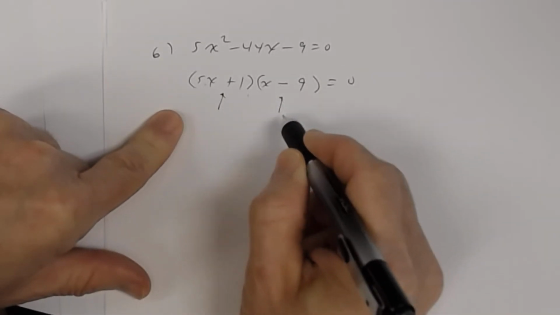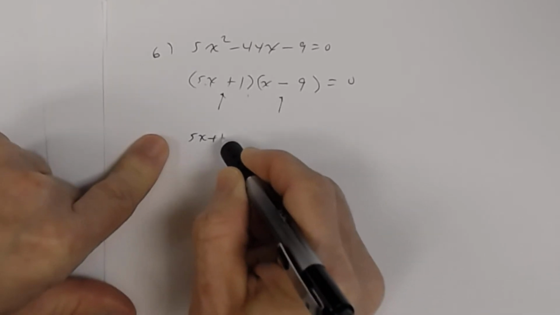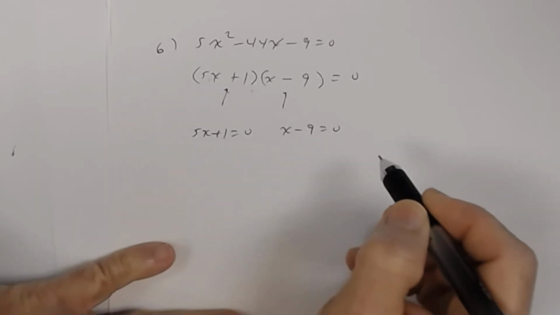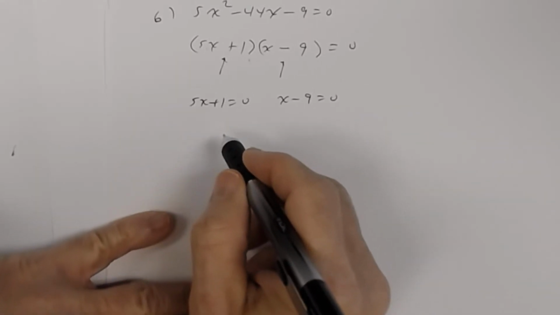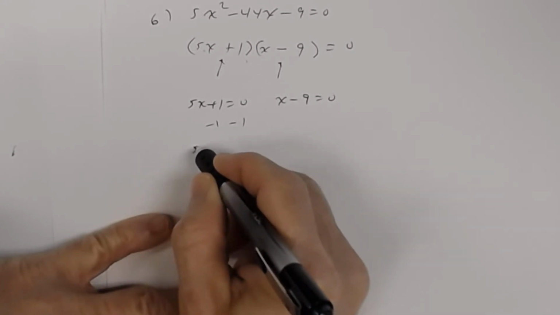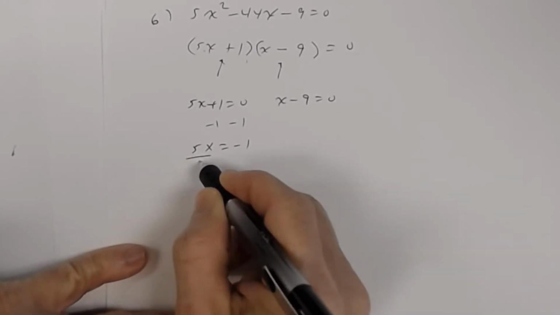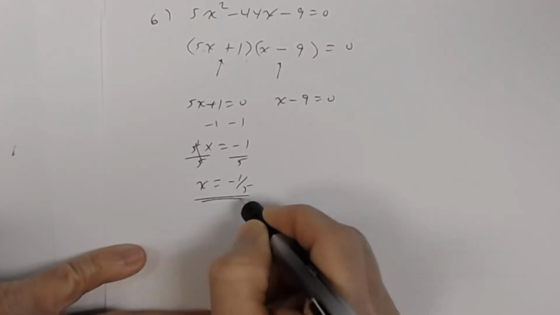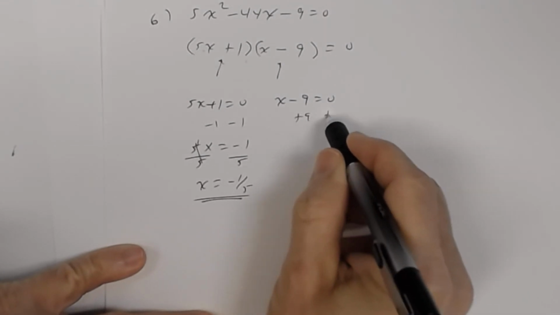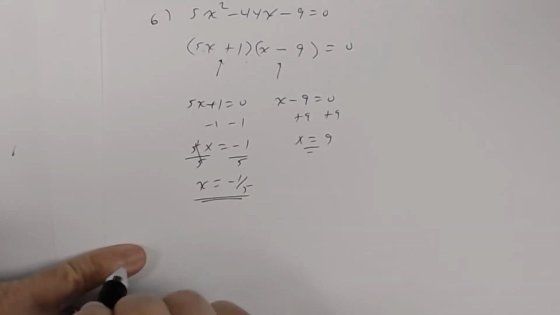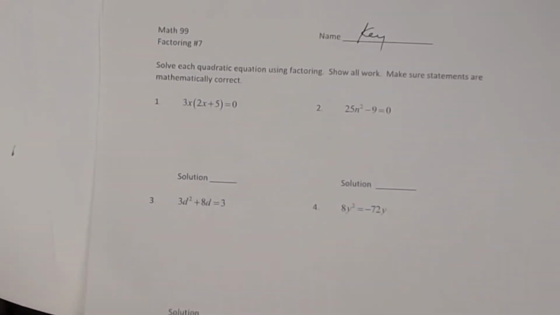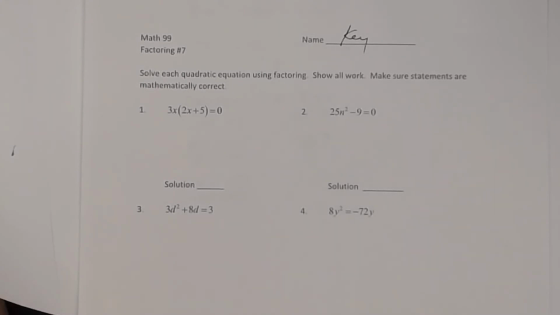Now, you're going to use the zero factor property. So you have to say 5x plus 1 equals 0. You've got to say equals 0. x minus 9 equals 0. And then you solve each of those linear equations. So subtract 1 from both sides. You get 5x to be negative 1. Divide both sides by 5. And you get x to be negative 1/5. So there's one of your solutions. Your other one, you add 9 to both sides and you found the other. So the other is positive 9. So those are your two solutions. So that is the key to solving quadratic equations by factoring. That's the factoring number 7.